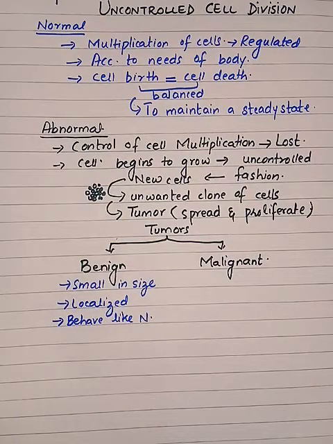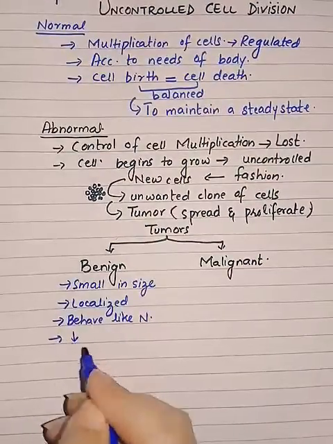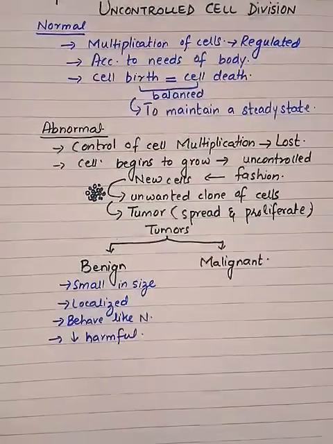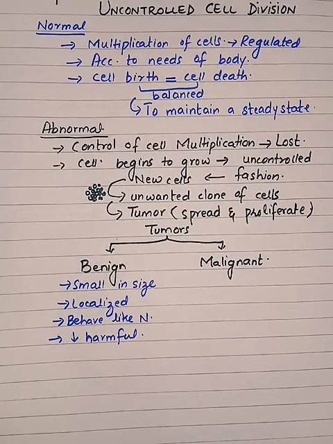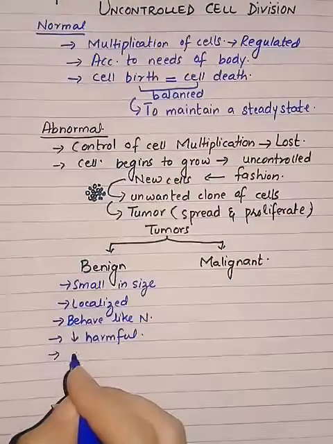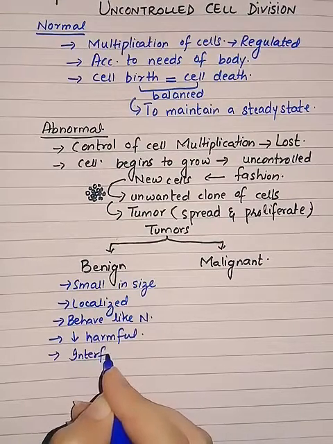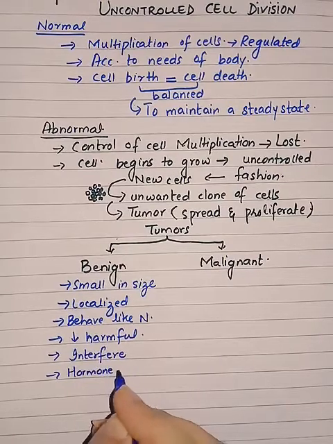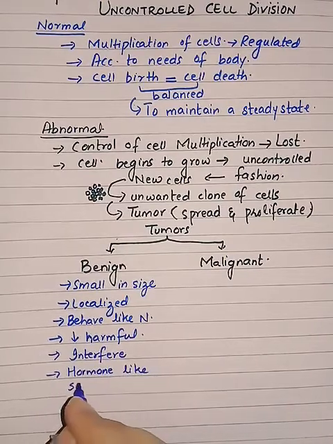The cells in this type of tumor usually behave like normal cells, and they have very low harmful effects. They are very less harmful, and the little harmful effects shown by this type of tumor are due to their interference with the normal cells, or because of their hormone-like secretions. They interfere with normal cells to some extent, and they have certain hormone-like secretions.